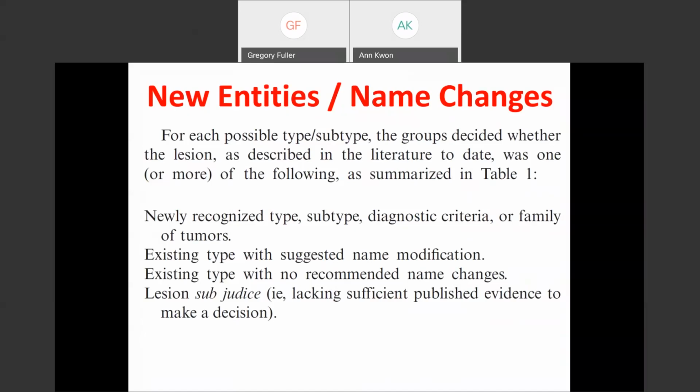Now, this is not everything, like no meningiomas weren't even discussed. These are tumors for which we felt like we might want to include the molecular signature, but it was decided no, we don't need to. And finally, lesion sub, how do you say that? Judice. Any guesses? You know what I heard a lot of in Utrecht? Judica.